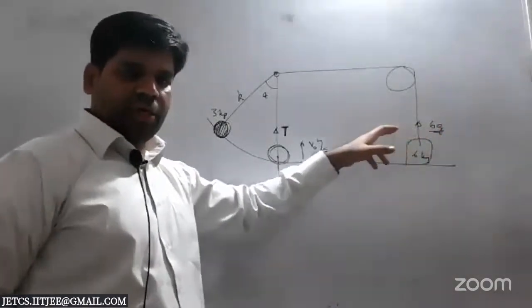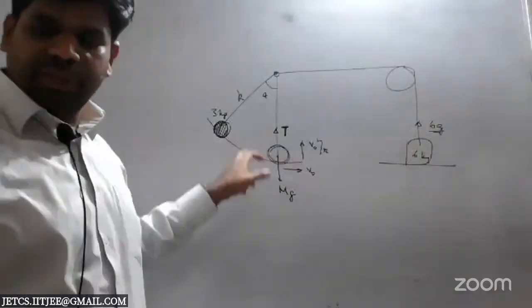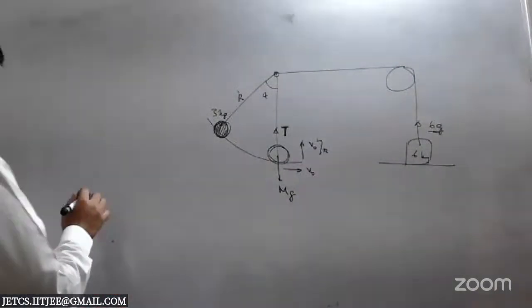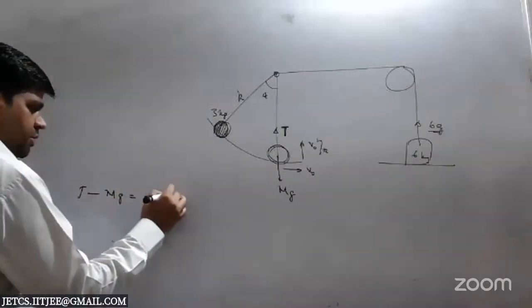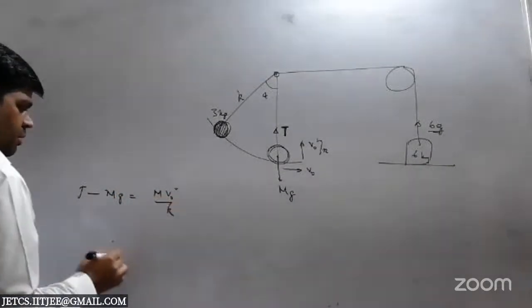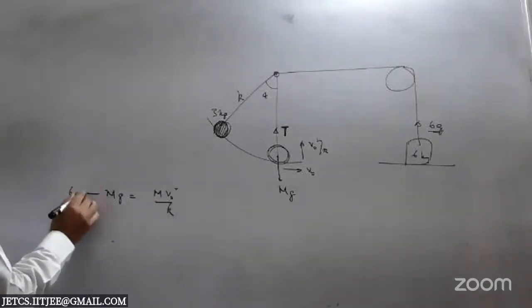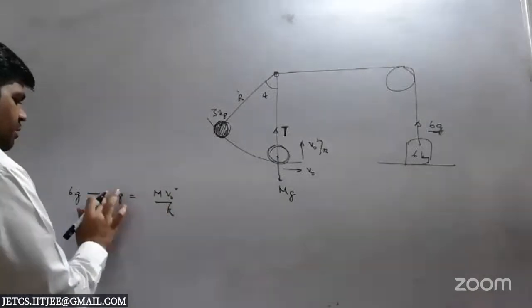If tension is 6G, I'll write the equation over here. T minus mg is equal to mv square by r. This should be 6G minus mg. What is mg? 3G.